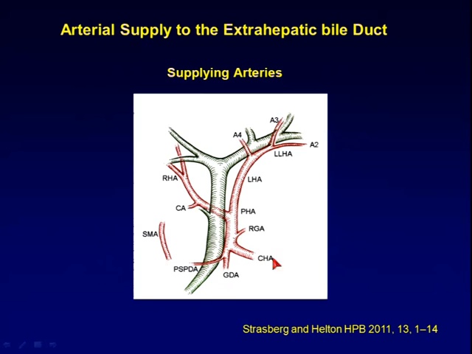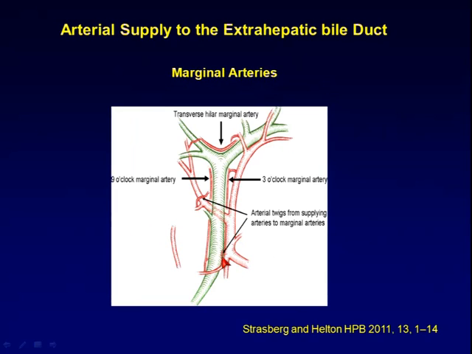The common hepatic artery comes off of the celiac axis, giving off the right gastric artery and the gastroduodenal artery branches, and then bifurcating into the right hepatic artery, going into the anterior and posterior branches, as well as the left hepatic artery, going into the segmental branches here. The cystic artery traditionally will come off of the right hepatic artery on the right side of the bile duct. The actual arterial supply to the extrahepatic bile duct comes from these marginal arteries, the 3 and 9 o'clock arteries, which come off of the major hepatic artery branches, and then this transverse hilar marginal artery, which is also very important in potential collateral crossflow from the right and left systems.